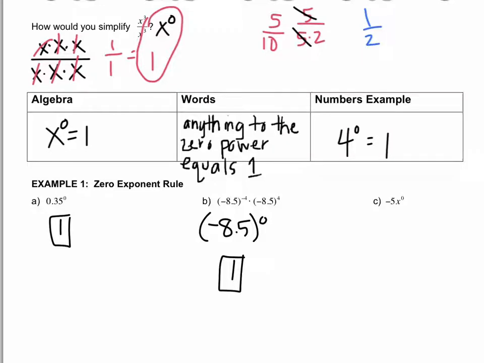Now you can't get too comfortable because you still have to follow the order of operations. So order of operations says exponents come first. So the first thing you do is x to the 0. So you have negative 5 times 1, because anything to the 0 is 1. Now the answer here is negative 5. So don't assume that just because you see a 0 exponent, the answer is always 1. It's not. If there's any sort of order of operations involved, you probably will not get a 1 as your answer.